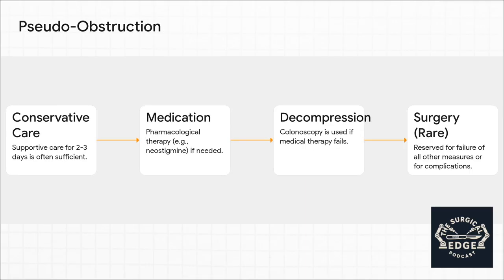The path for pseudo-obstruction is pretty much the opposite, with surgery being the absolute last resort. You start with conservative management for a couple of days: fluids, NG tube, and walking. If that doesn't work, you move up to medications. If that fails, you might try endoscopic decompression. Surgery is really only for when everything else has failed or if a complication develops.